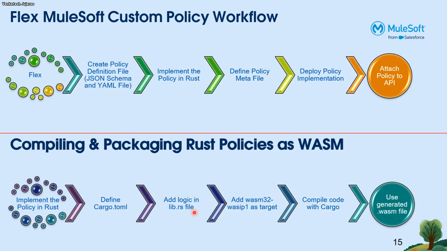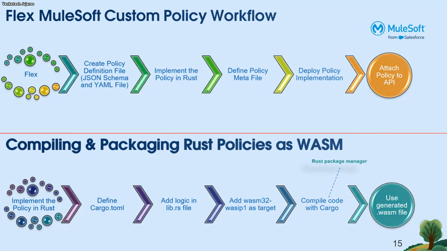When we are building this code, we have to explicitly add a target of WebAssembly 32. And with the help of cargo, we'll generate a binary file. So consider cargo as Maven; cargo will be used for package management in Rust. Once the .wasm file is generated, we'll utilize that and upload it into Exchange.